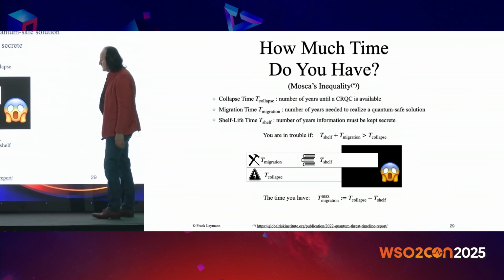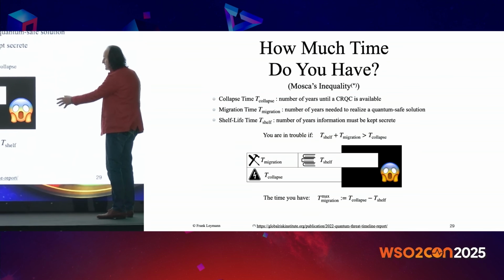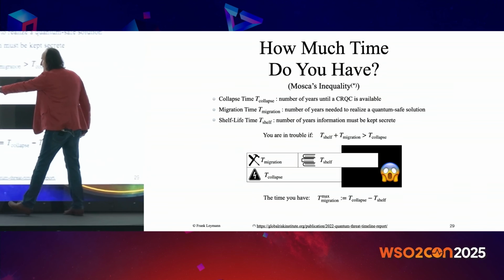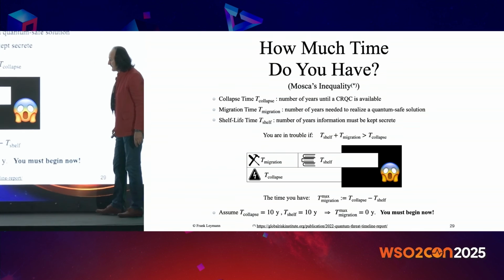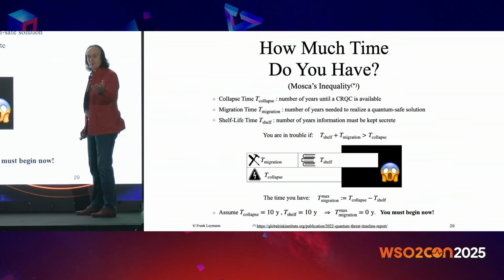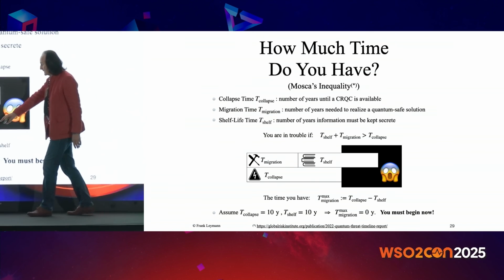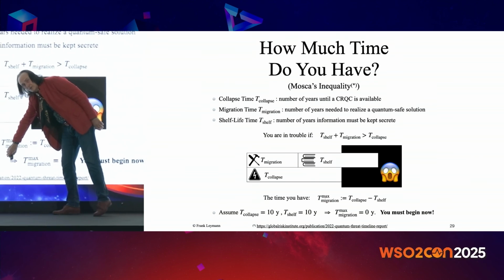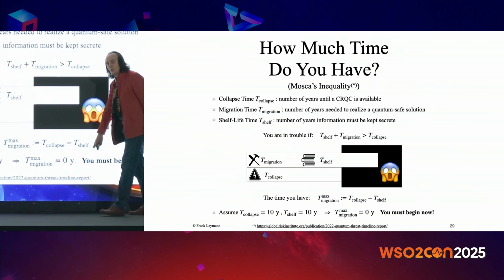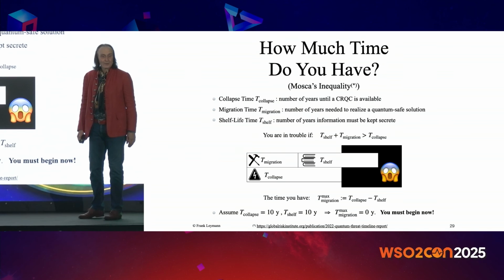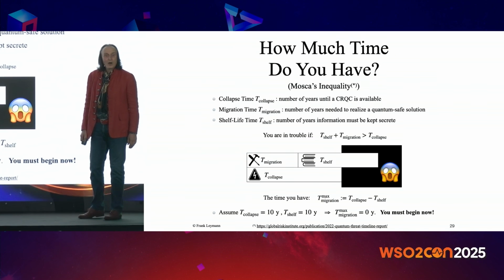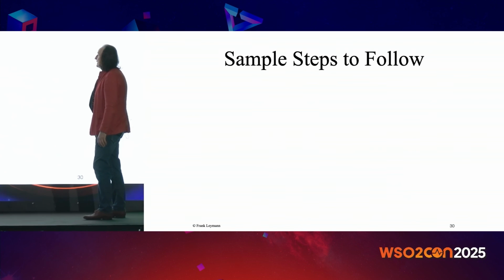That basically means the time you have for your migration project is the collapse time minus the shelf time. Assume that in 10 years we have a powerful quantum computer, and your data must be kept secret for 10 years. In many companies it's even longer. You have 0 minutes left to build your quantum safe infrastructure. You are already in trouble now, right? And what should you do?